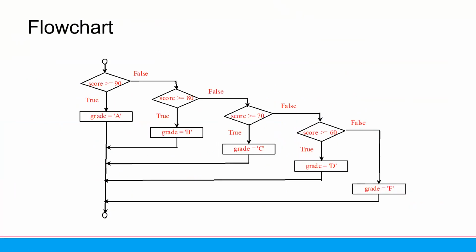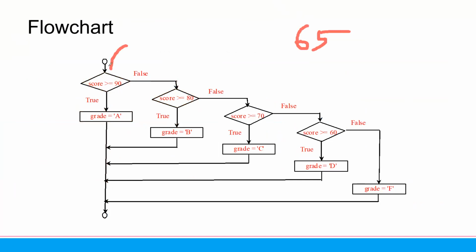So the flowchart will be like this one. If the score is higher than or equal to 90, yes, it is true. Then you will print grade A and then finish. But if it is false, we will check: is the score higher than or equal to 80? Yes. If it is true, then it will go to grade B and so on. So for example, I have the score is 65. What is the grade?